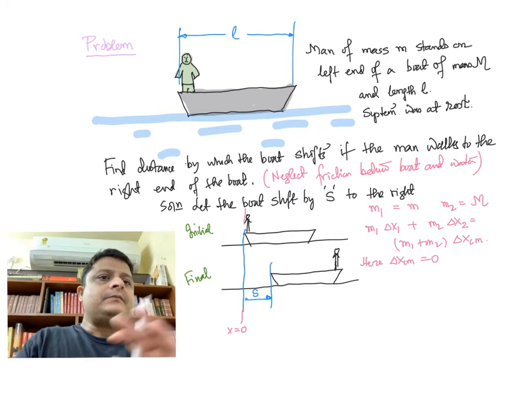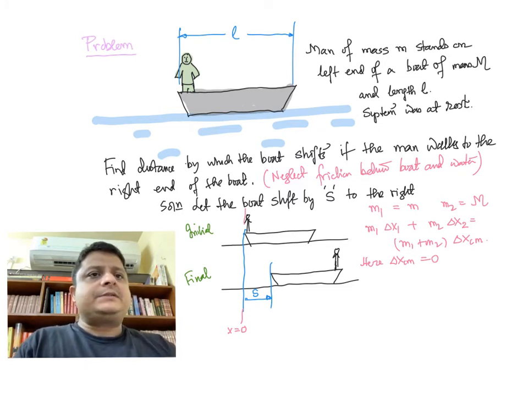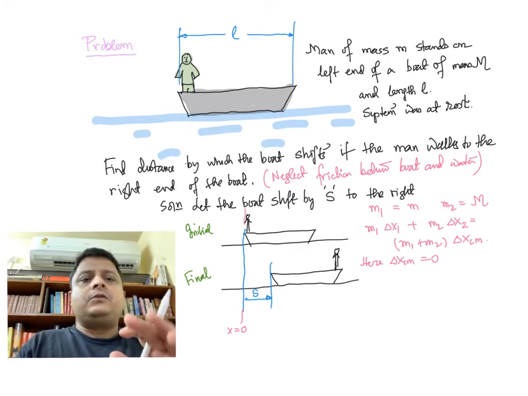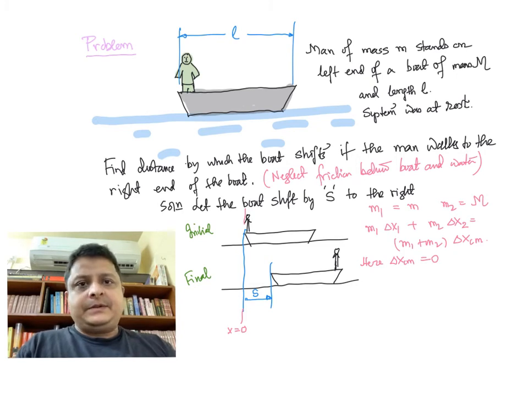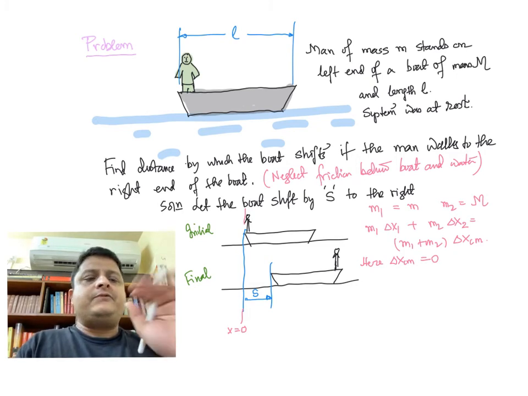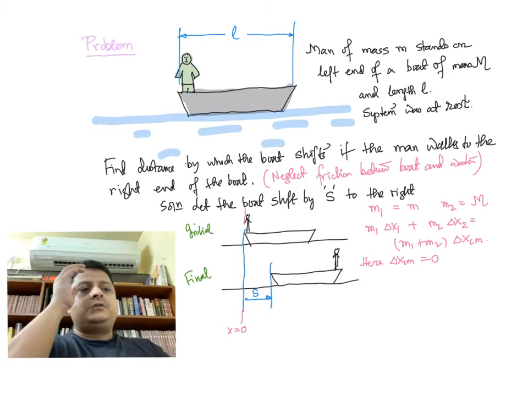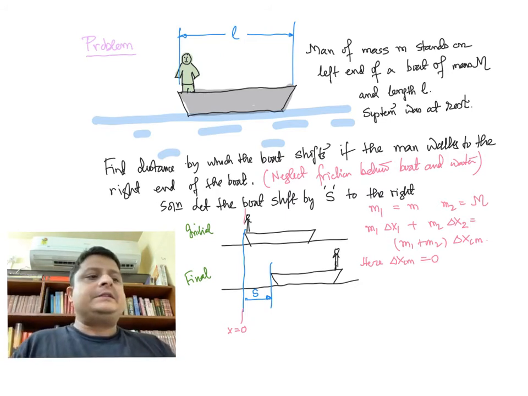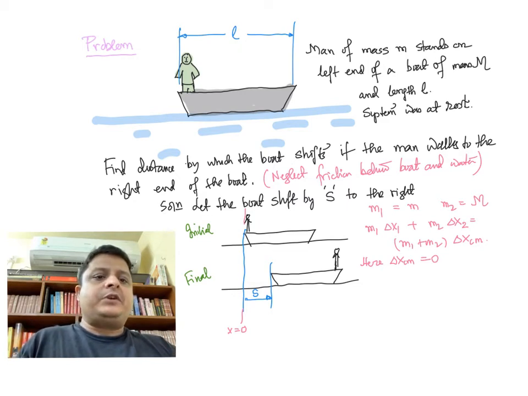So VCM was 0 because the whole system was at rest. So V1 is 0, V2 is 0. So that means VCM is equal to 0. So here delta XCM is also equal to 0. Right? That is the most important point here, that the center of mass does not shift.